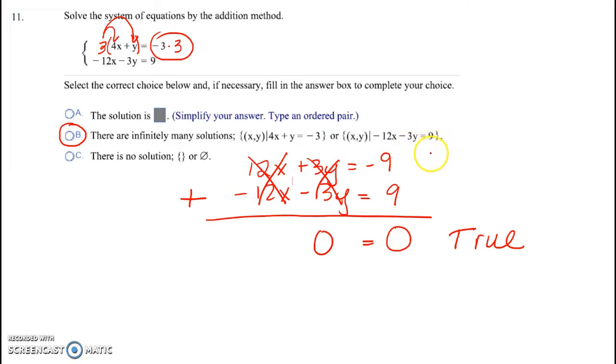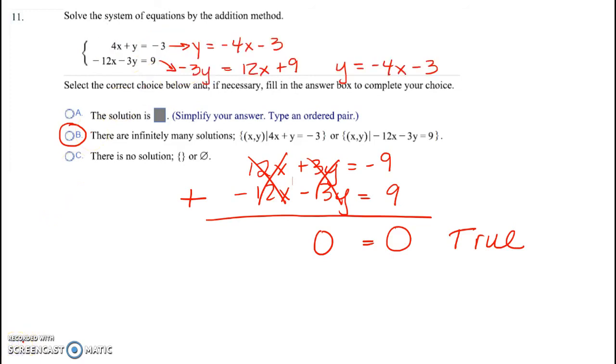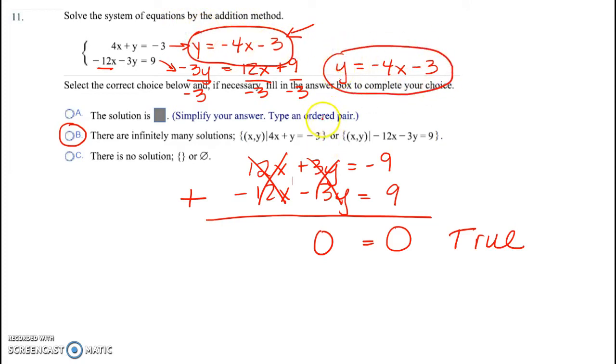All right? Let me real quickly solve both of these equations for y. I'm going to put them in slope-intercept form. On the first equation, the only thing I had to do was subtract 4x from both sides. So here's the equation in slope-intercept form right there. On the second equation, the first thing I did was add 12x to both sides. I'm left with -3y equals 12x plus 9, and then divide both sides by -3, which means I'm dividing everything by -3, and I got y equals -4x plus 3. Look at those equations. They are identical. That's why we have infinitely many solutions.